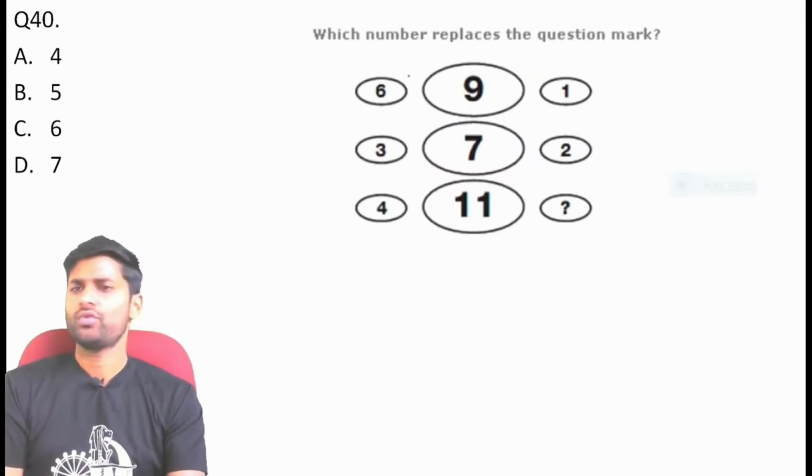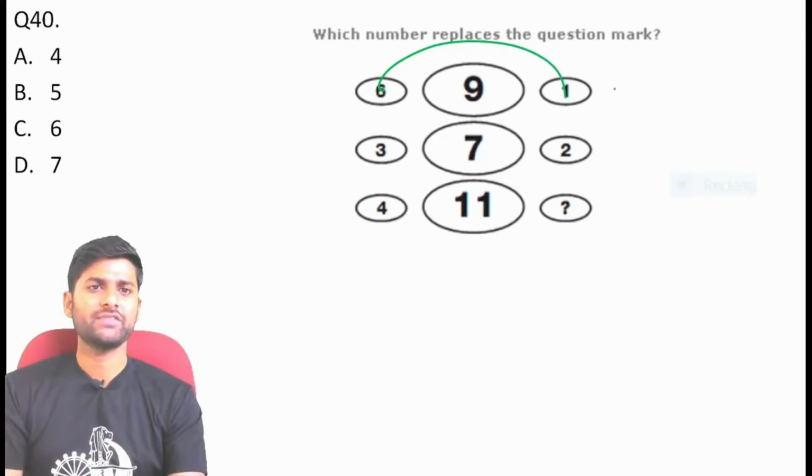Next one, see. So we will shift to the question we already completed. 6 plus 1 is equal to 7. 7 plus 2 is equal to 9. 3 plus 2 is equal to 5. 5 plus 2 is equal to 7. So 4 plus how much?